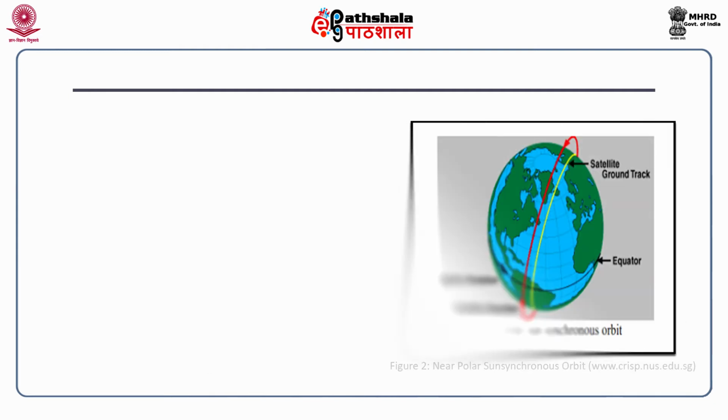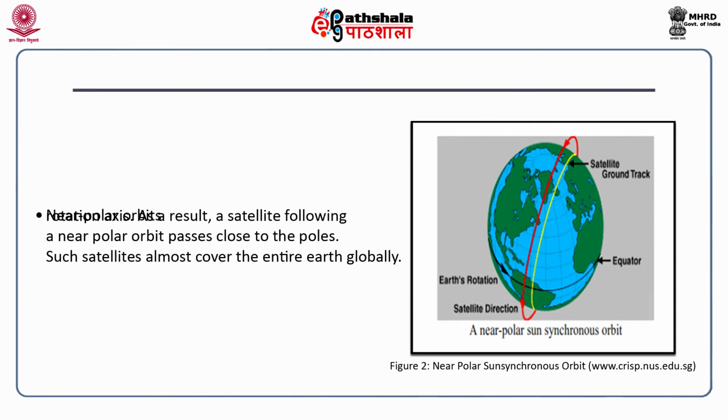Now, coming to the near polar orbits, in a near polar orbit, the orbital plane is inclined at a small angle with respect to the earth's rotation axis. As a result, a satellite following a near polar orbit passes close to the poles. Such satellites almost cover the entire earth globally.